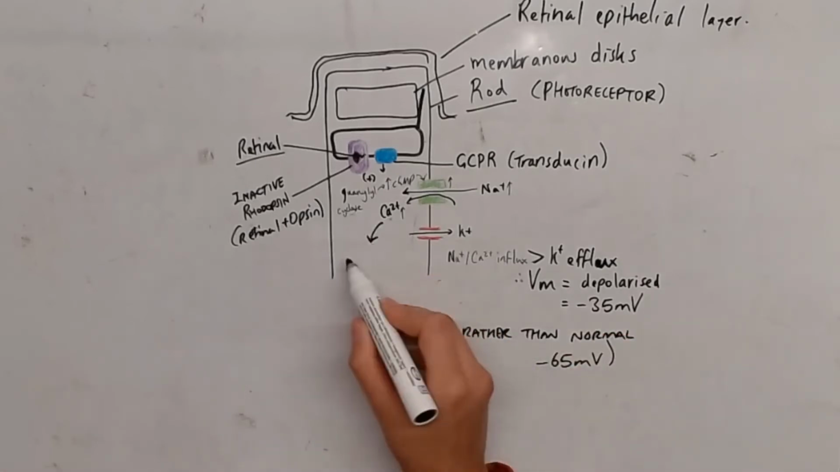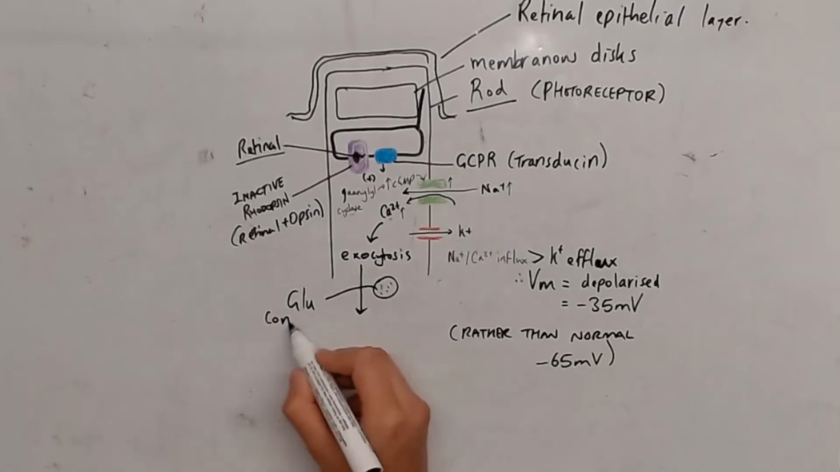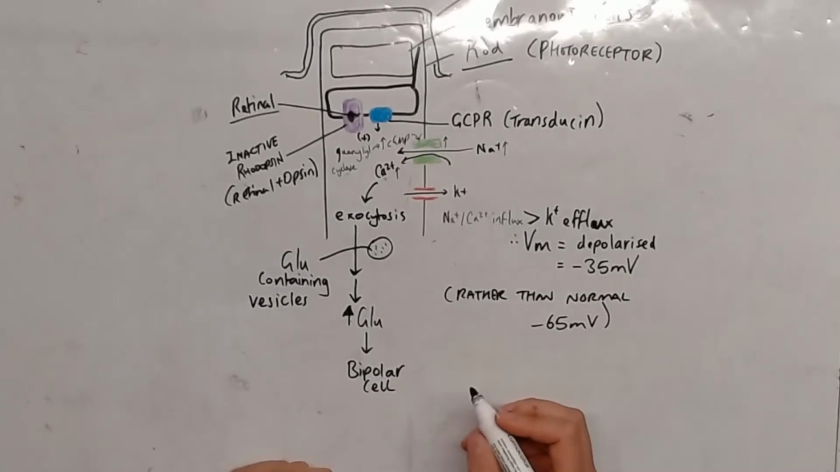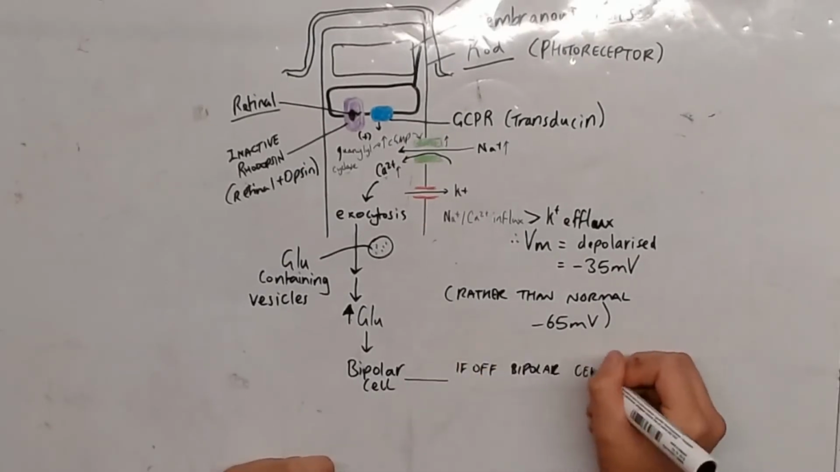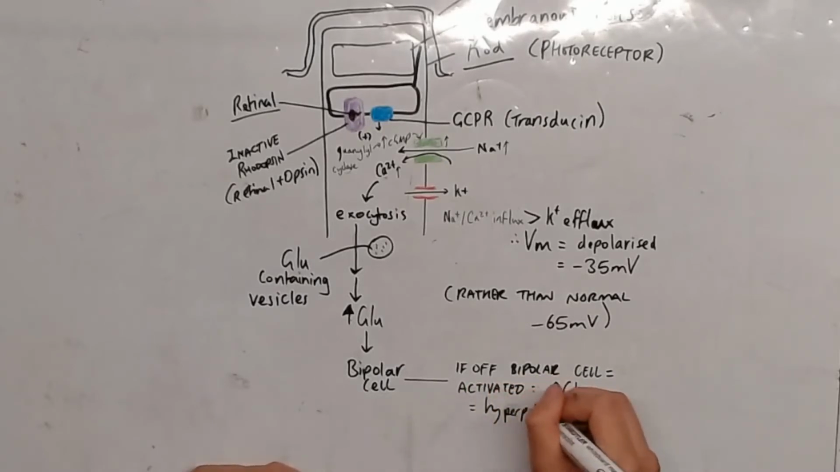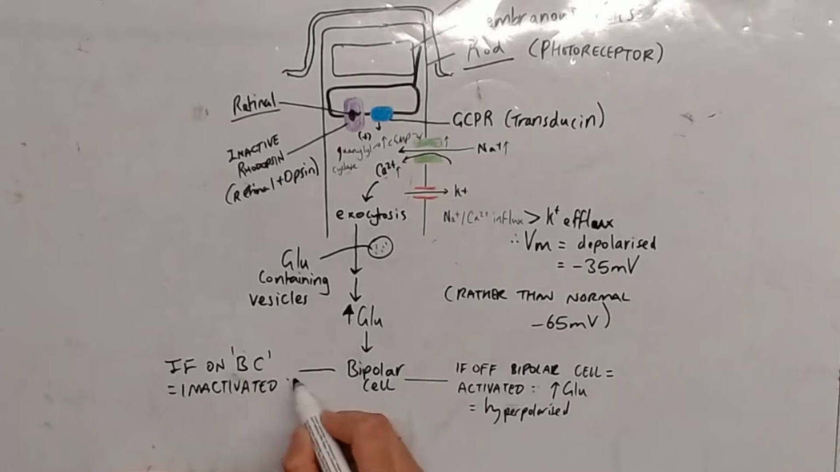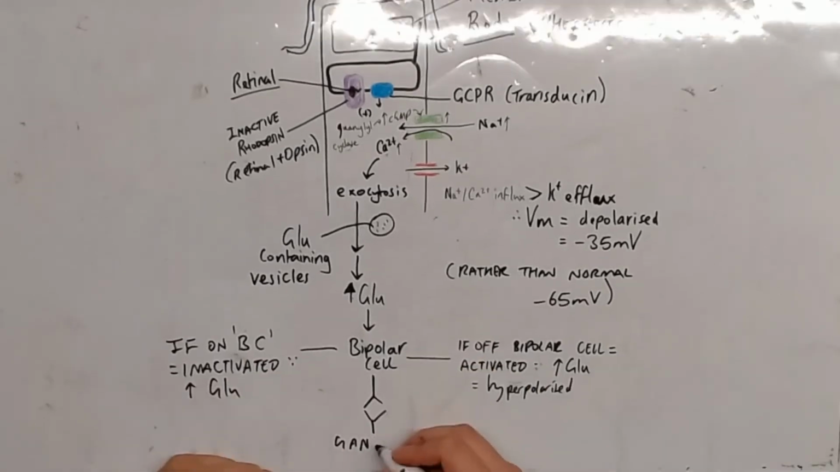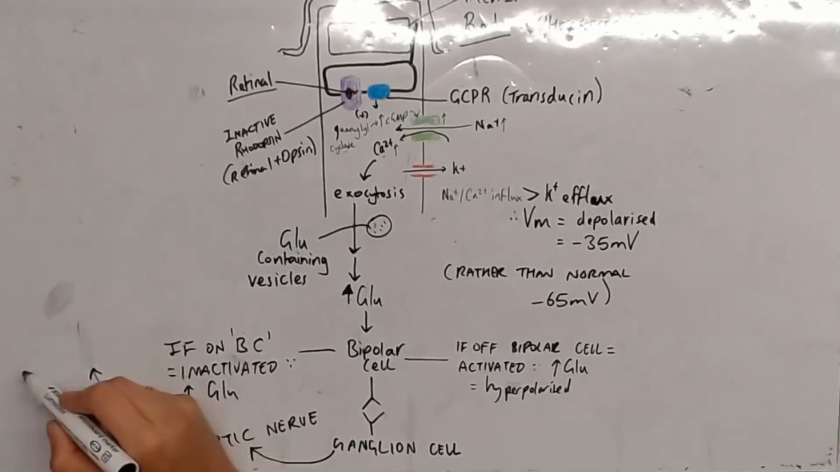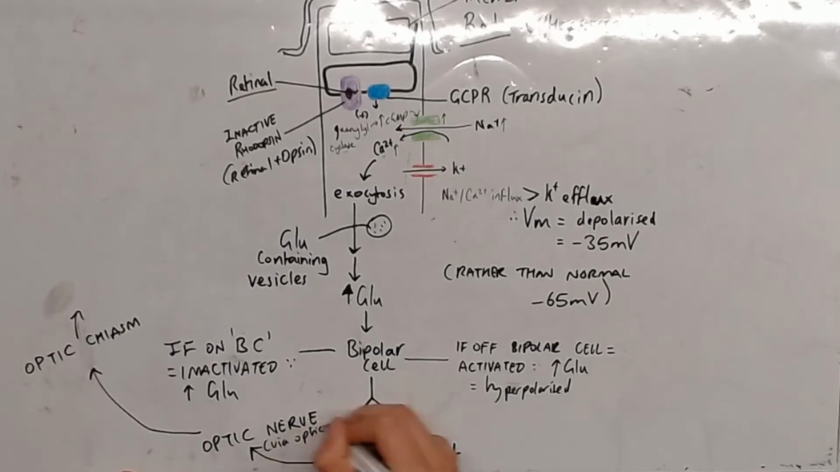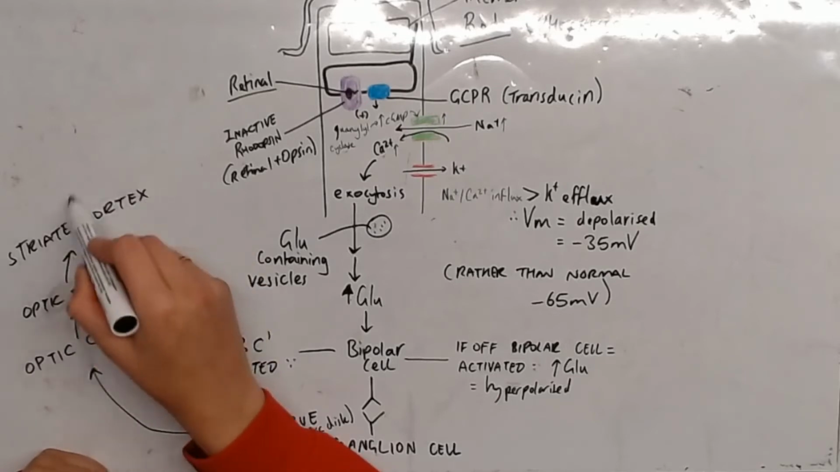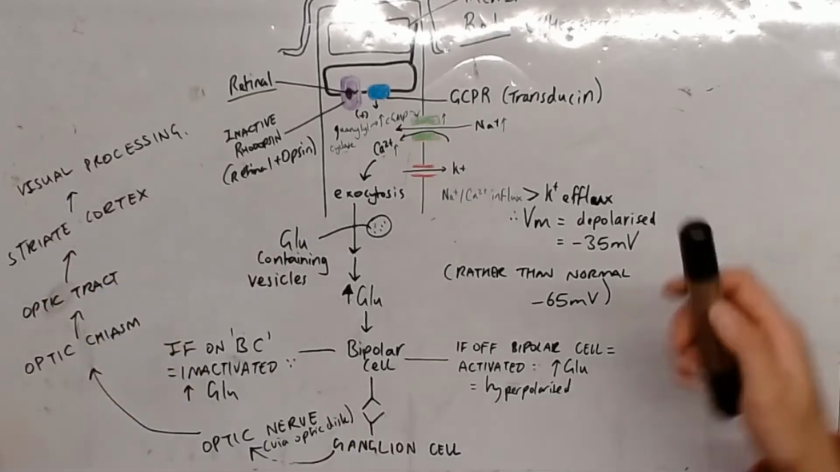Off bipolar cells are active when in the dark because of the high glutamate, and are inactive in the light because of reduced glutamate levels. These bipolar cells send this action potential to ganglion cells, modulated by horizontal cells, of which the axons of the ganglion cells bundle together to form the optic nerve, which leaves the eye via the optic disc and crosses over at the optic chiasm, which follows the optic tract and sends this information to the lateral geniculate nucleus of the thalamus, which can then be relayed to the striate cortex of the occipital lobe to form an image.